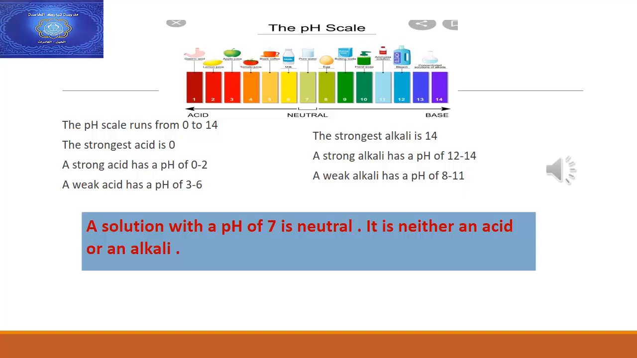Understand? Okay. Then a solution with a pH of 7 is neutral. It is neither an acid nor an alkali. Example, water. The pH of water normally shows 7 because it does not contain acid or alkali.